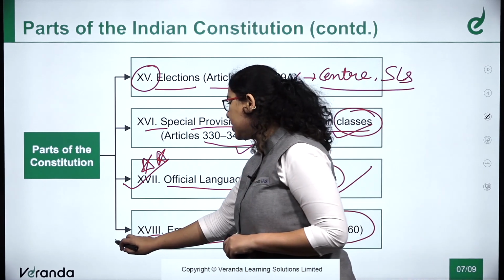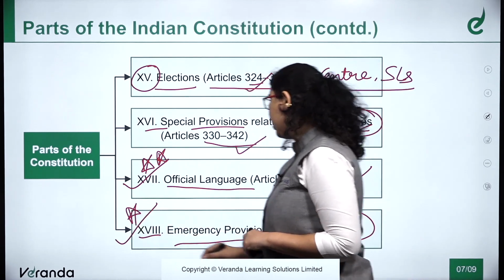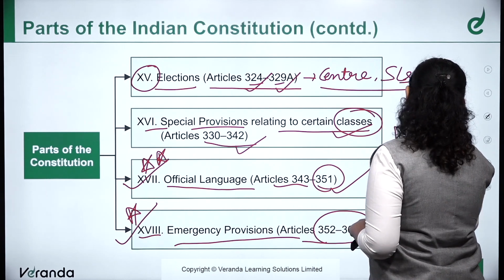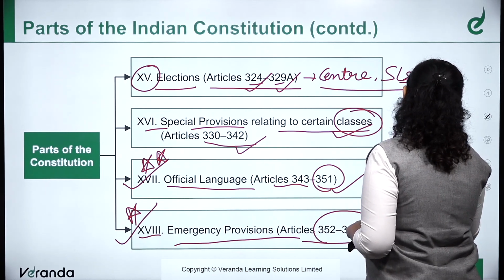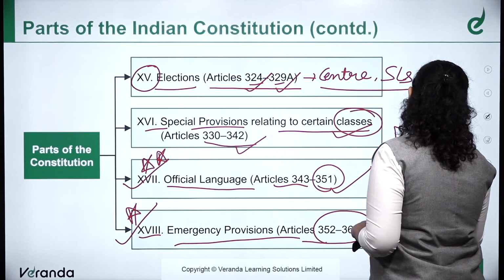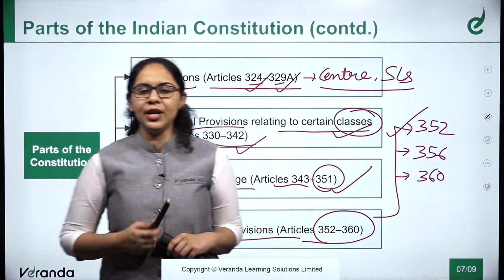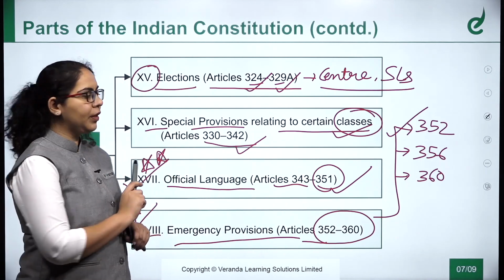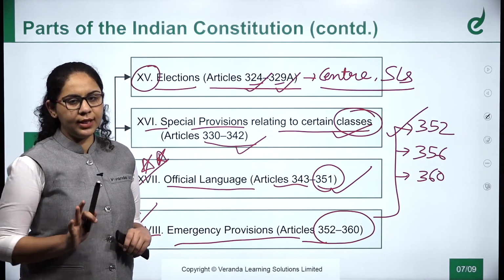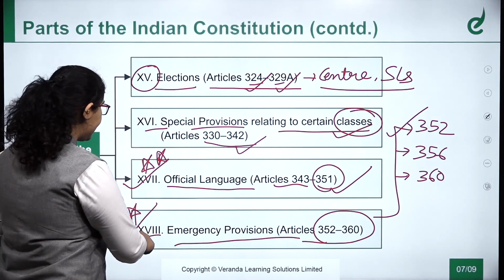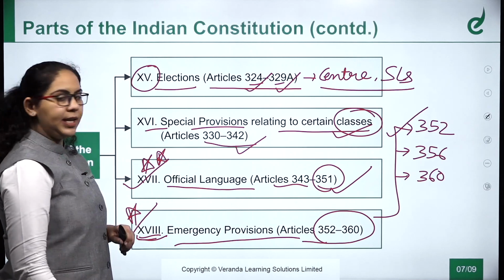This part is also very, very important. We have three types of emergencies in India. Article 352, national emergency, 356, state emergency, and 360, financial emergency. The financial emergency under Article 360 has not been implemented yet till date, not even once. So remember this. Emergency provisions in Part 18, very important.